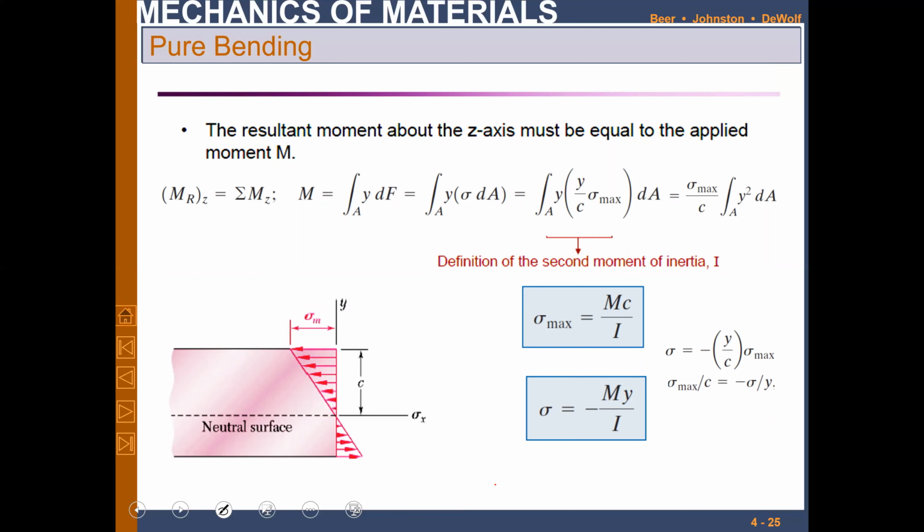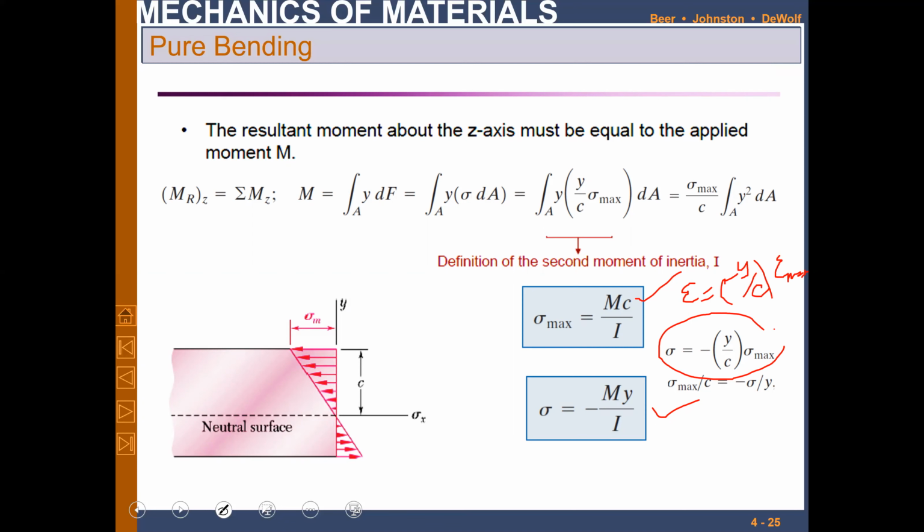Top it will always be a compressive one, and bottom it will be a tensile one if it is a positive bending there. In case of negative bending, it will be opposite to that, right? For any point other than C, obviously it will not be the maximum one. So instead of C, you will be using y over there. So these two expressions, or in terms of epsilon, it would have the same y over C epsilon max.